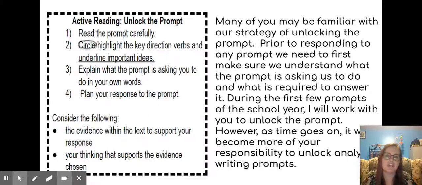And so we actually started looking at our writing prompt and how to unlock the prompt on Thursday of last week. So many of you may be familiar with our strategy of unlocking the prompt. Prior to responding to any prompt, we need to first make sure we understand what the prompt is asking us to do and what is required to answer it. During the first few prompts of the school year, I will work with you to help you unlock the prompt, which we started on Thursday and we're going to continue today. However, as time goes on, it will become more of your responsibility to unlock and analyze writing prompts.